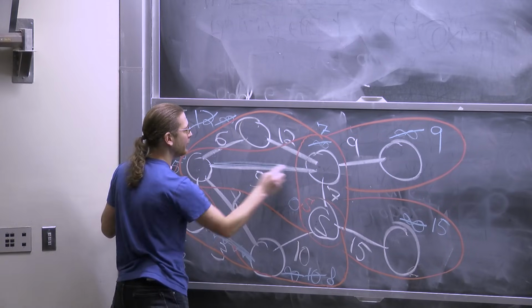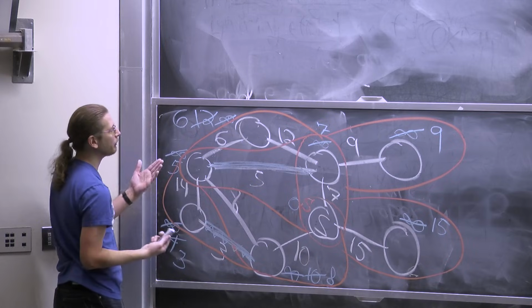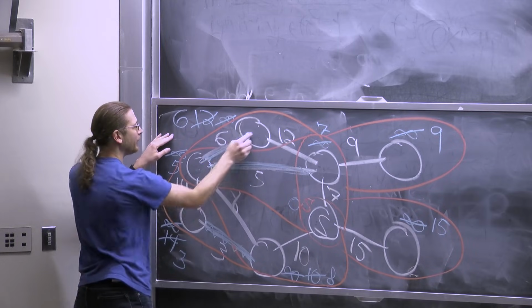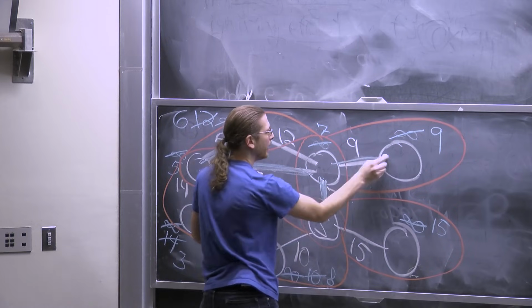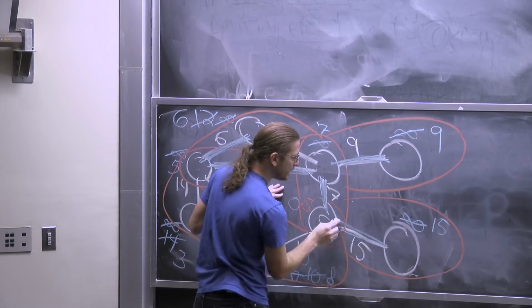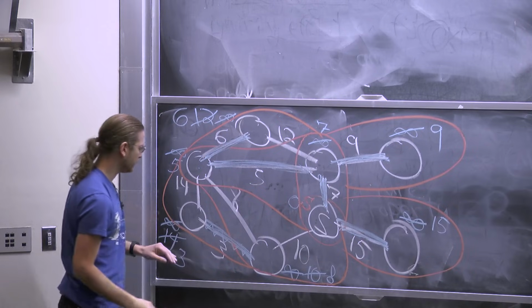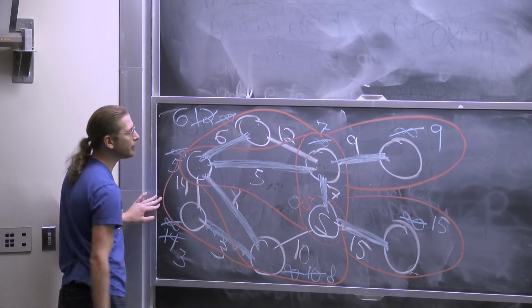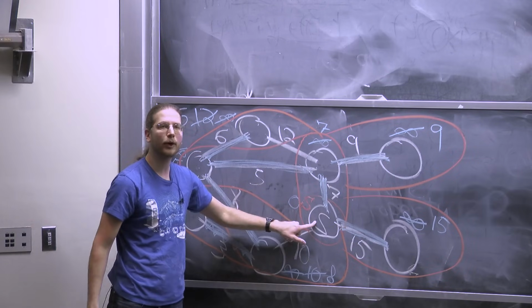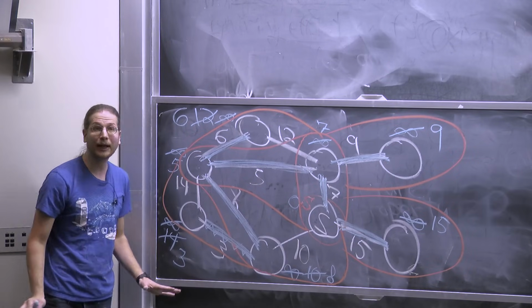5 will be a minimum spanning tree edge. These are actually the parent pointers. 6 will be a minimum spanning tree edge. 7, 9, 15, and 8. Okay, every vertex except the starting one will have a parent, which means we'll have exactly n minus 1 edges.